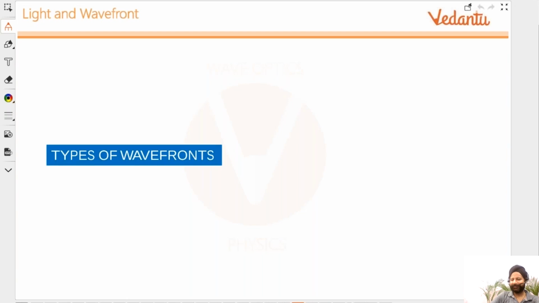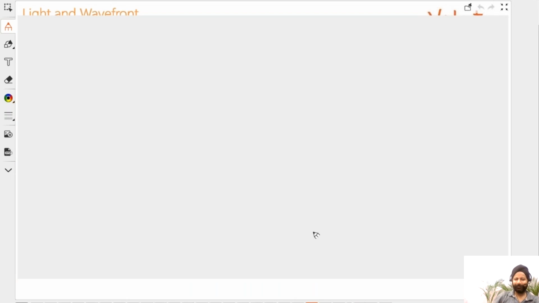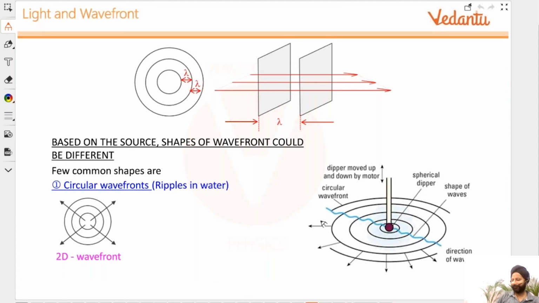Okay, now let's look at some of the types of wavefronts. Usually we draw one wavefront and the other wavefront lambda distance apart from that. Okay, so now we are drawing two wavefronts here. These are parallel wavefronts, these are circular wavefronts. In circular wavefronts, you will actually see, depending on the direction, it is converging or diverging. Everything I've already explained to you. Anything that is not clear, ask me.